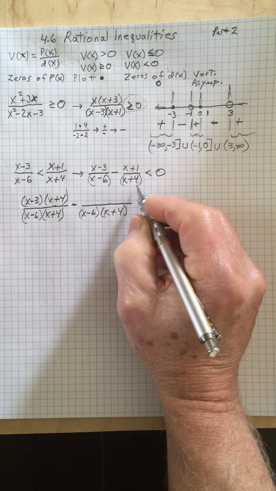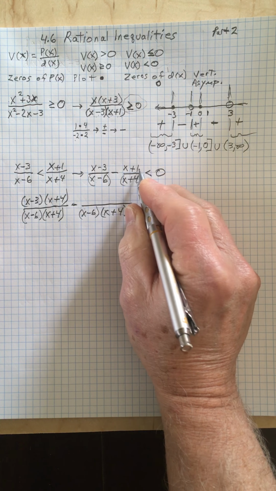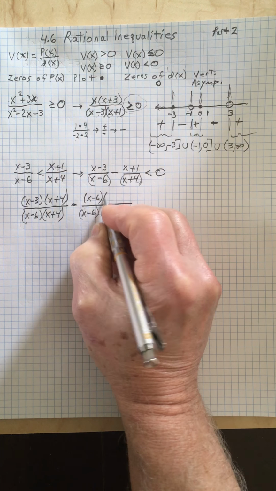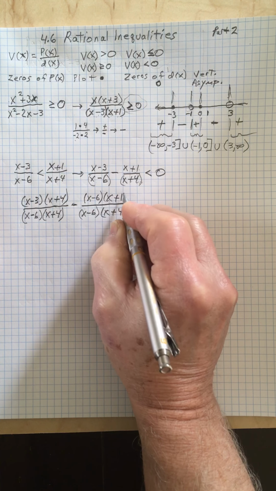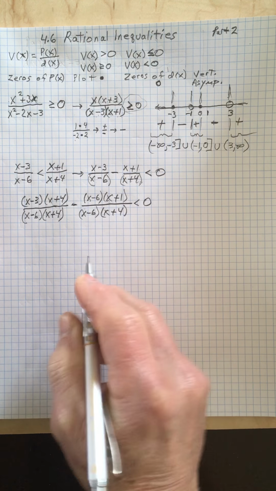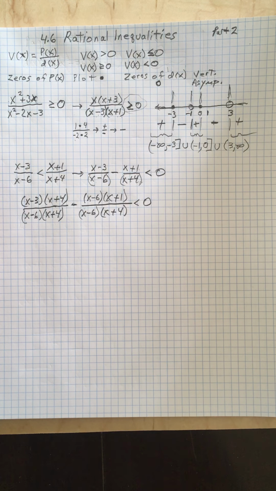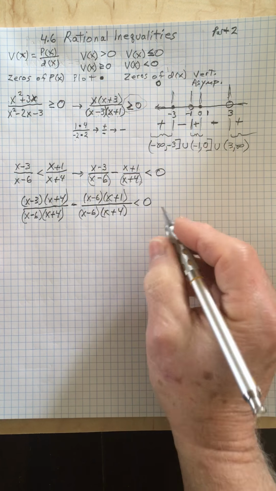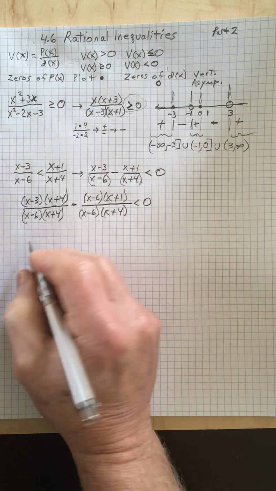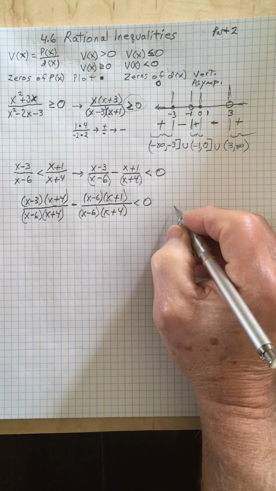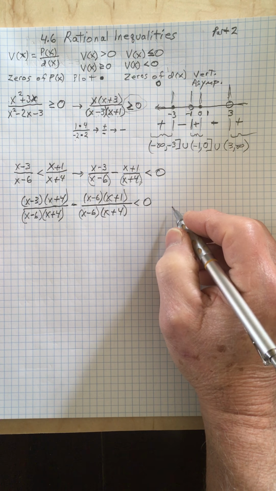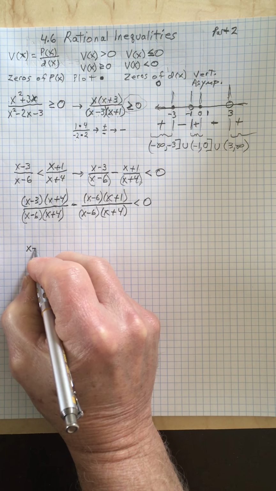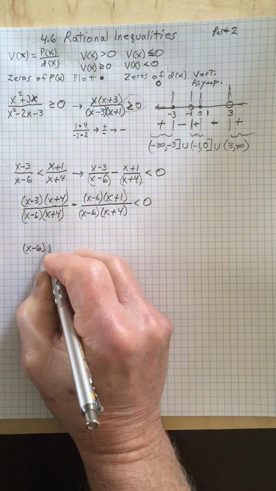Well, multiply this by x minus 6, got to multiply the top by x minus 6. Now I can subtract them. So everything, the numerator's the numerator. So that's going to look like, I think I better move down here. We're going to need some space. So there's our common denominator.